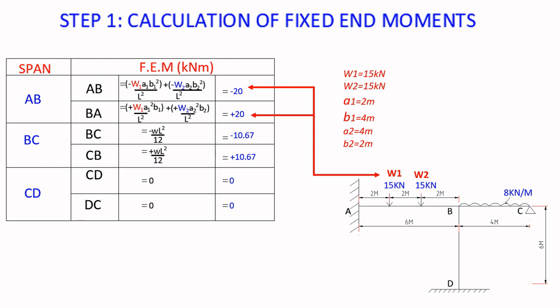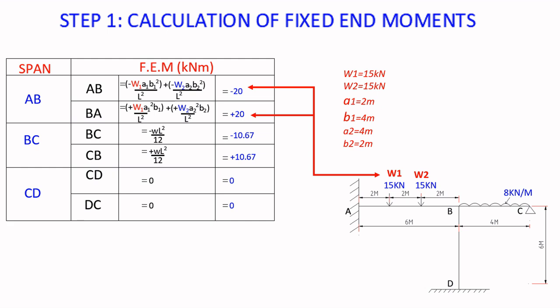So now for BA, it will be the other way around. The formula is W A squared B divided by L squared. Our W is 15, our A1 is 2 meters, so it's 15 times 2 squared times 4 divided by 6 squared, so you get 6.67. Then for the second part it will be 15 times our A2 which is 4, 15 times 4 squared times 2 divided by 6 squared, and you get 13.33, and if you add the 2 you get positive 20.